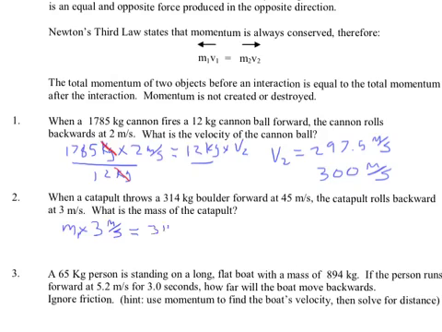is 314 kilograms. And by the way, it's really useful to learn that kilograms measures mass. That would really help you guys. Times the velocity of it, which is 45 meters per second. So to solve this, then what I do is I have to take both sides and divide them by 3 meters per second. Meters per second will cancel out, leaving me with kilograms, which is what I want.